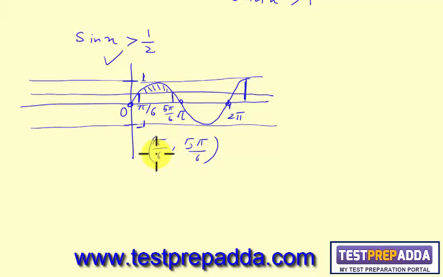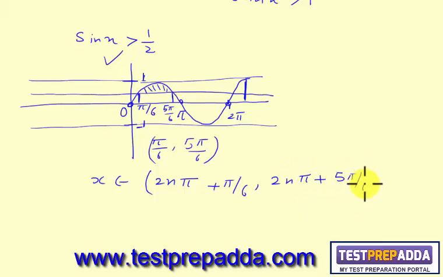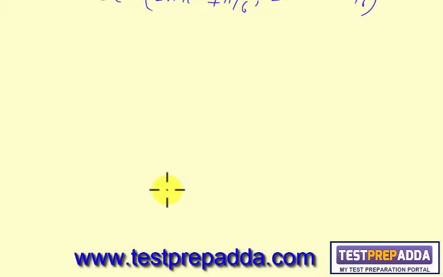Okay, now if I try to write the solution of sin x greater than half in a generalized manner, then x belongs to (2n pi plus pi by 6, 2n pi plus 5 pi by 6). I have added 2n pi here because 2 pi is the period of sin x, right? If I talk about tan x, then I will add n pi. Got it?